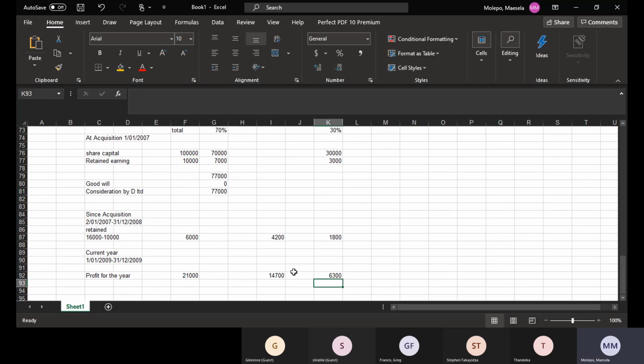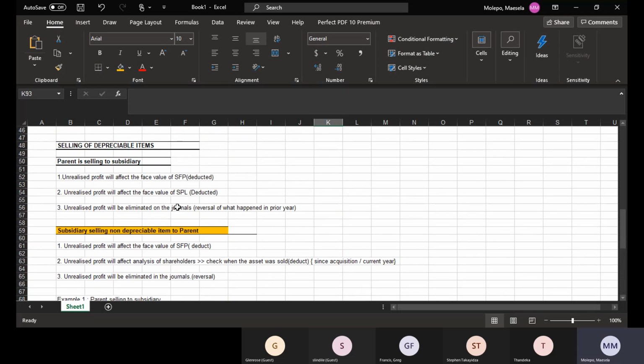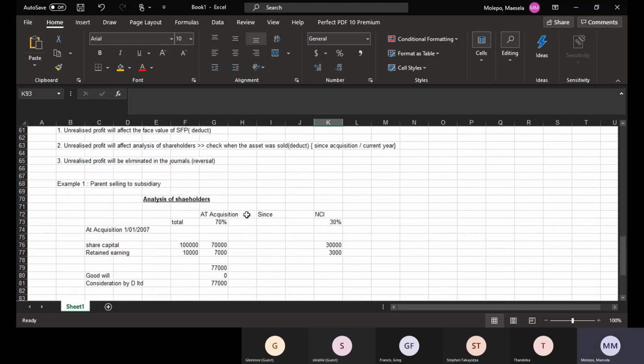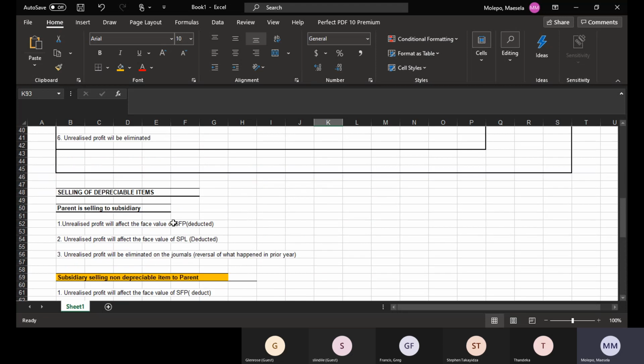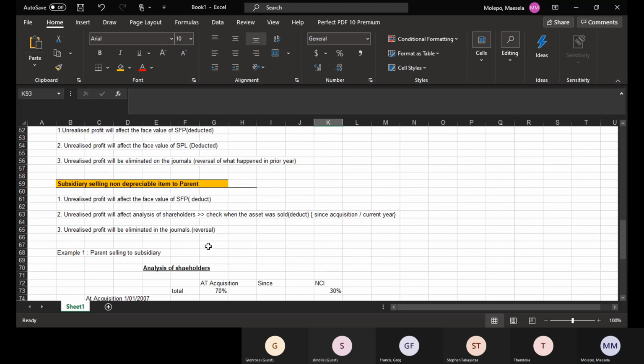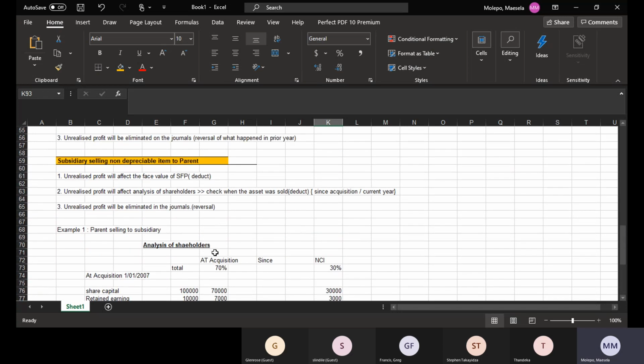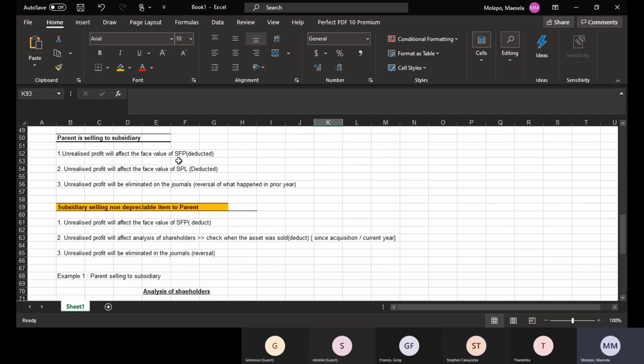So now you can tell from this that there was nothing affecting our analysis of shareholders here. So now we're going to go to the face value of the unrealized profit on the statement of financial position and see how it was being treated. So we draft our statement of financial position. We want to see if indeed the unrealized profit will affect the statement of financial position and be deducted. Now we check the solution there.